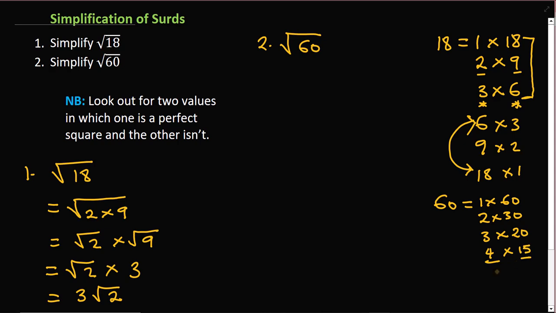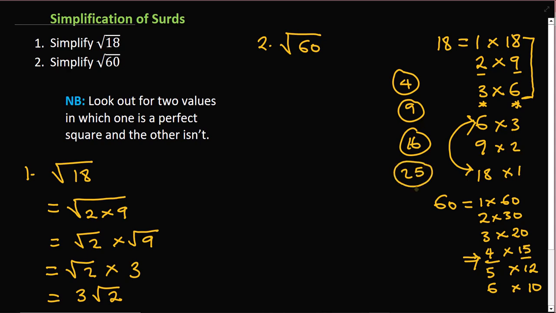So 5 can divide it, right? 5 multiplied by 12 should give us 60. Then 6 multiplied by 10. Okay, there's no need going further. I think this is just what we needed. One has to be a perfect square and the other does not necessarily have to be a perfect square. By perfect square, I'm talking about the 4s, the 9s, 16, 25, right? Yeah, this is a perfect square.